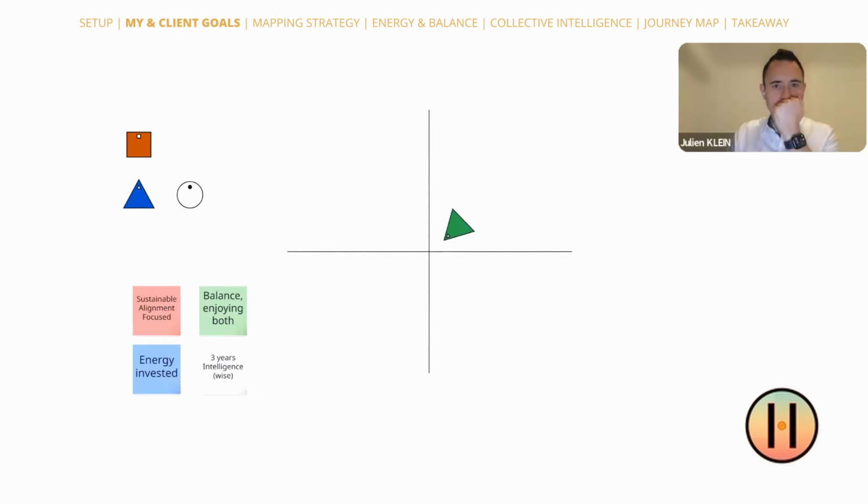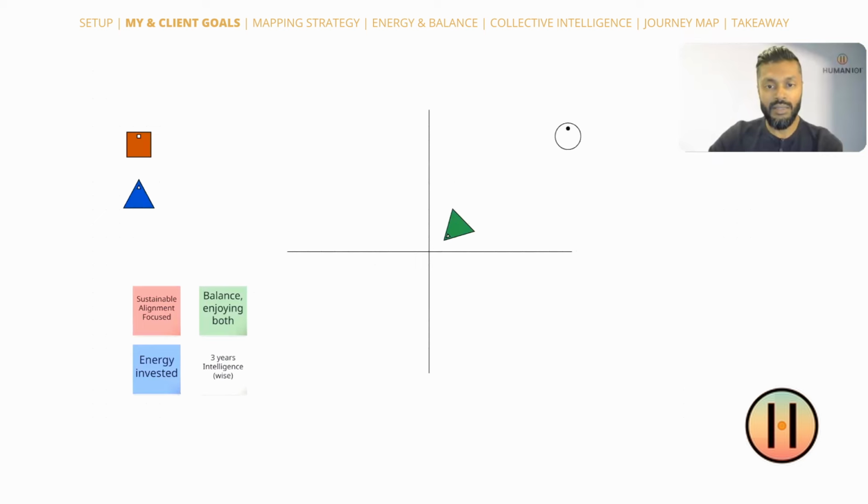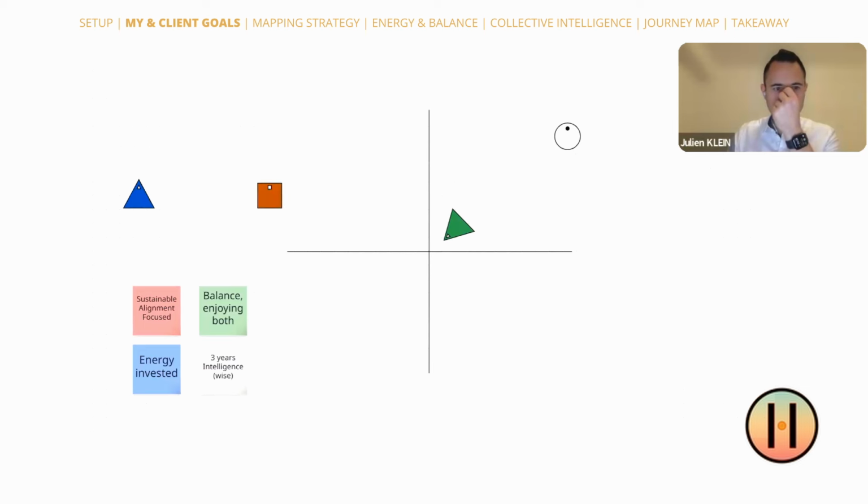Three years, that would be the projection. If it's a curve, it would be on the top of the curve. Sustainable, alignment, focus, that would be really the core of it. And energy invested, that would be the base that fuels everything.